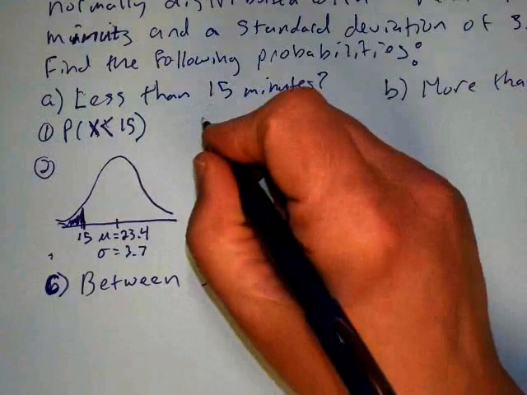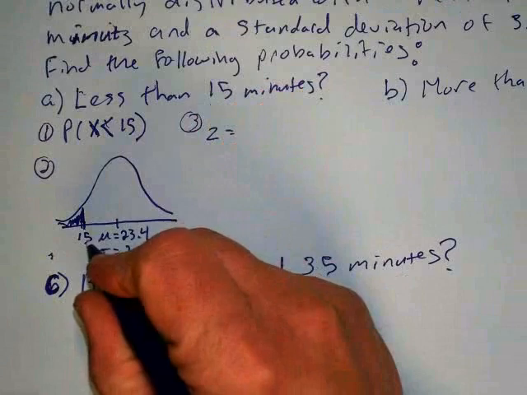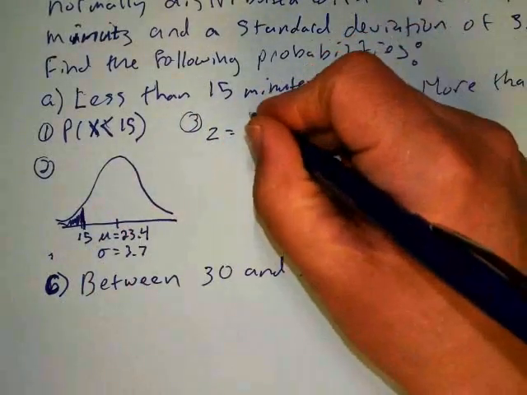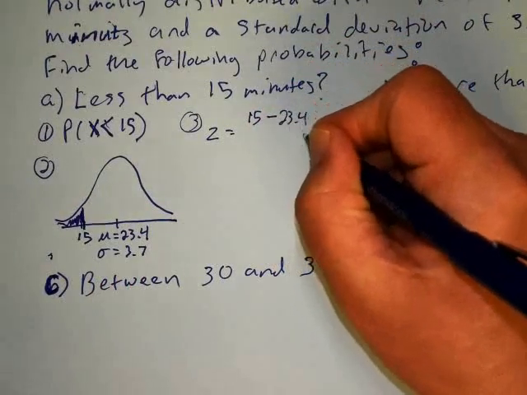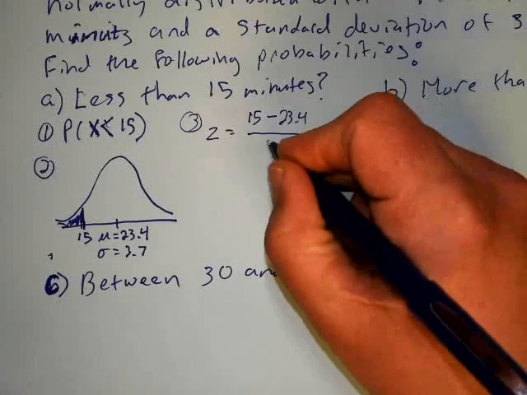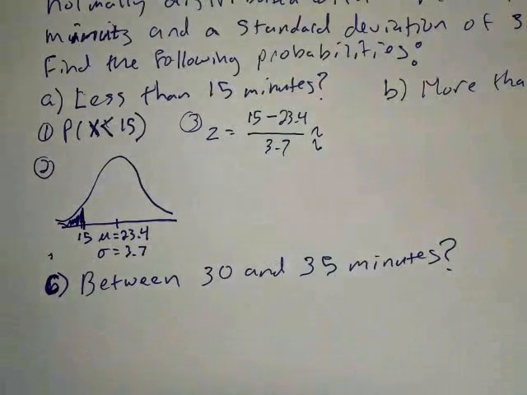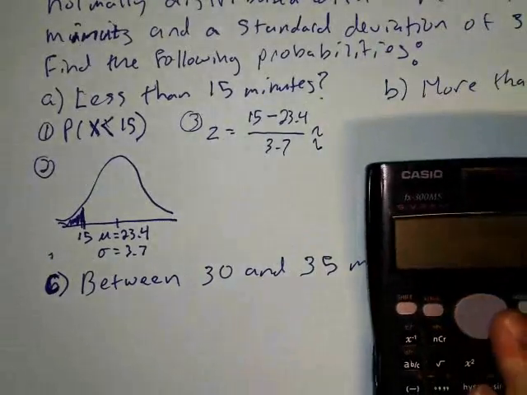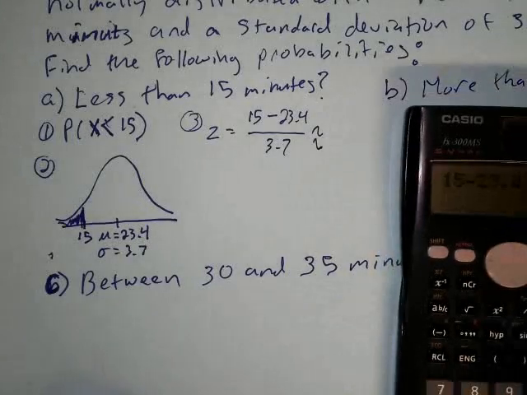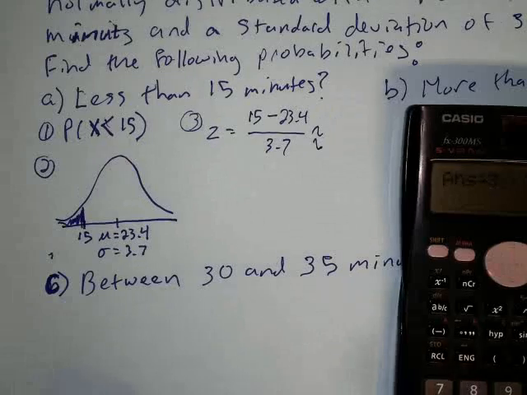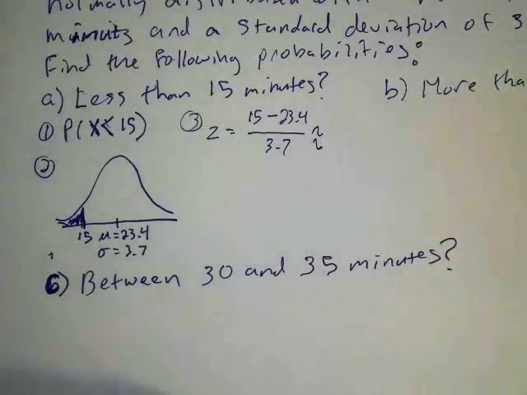Now I got to calculate the Z-score. So that's the third step. So I'm going to convert 15 into its corresponding Z-score. So I take 15 minus 23.4, and then I'm going to divide that by 3.7. And that's going to give me the Z-score. So, got to put this in the calculator, right? 15 minus 23.4, hit return, and then divide the difference by 3.7. And I get negative 2.27.